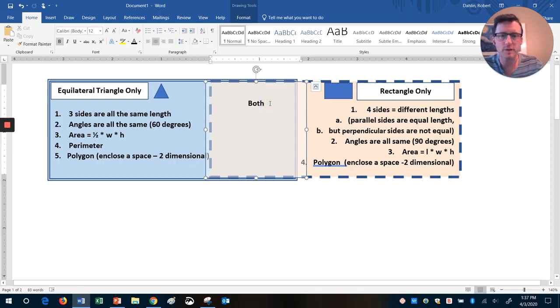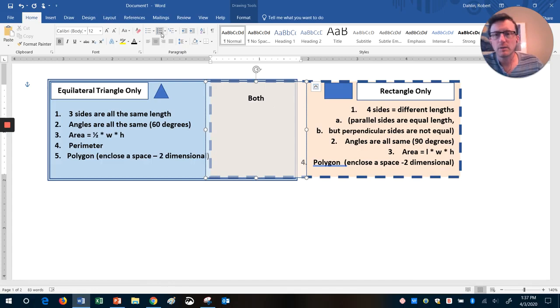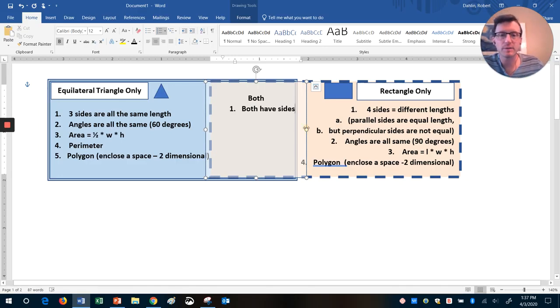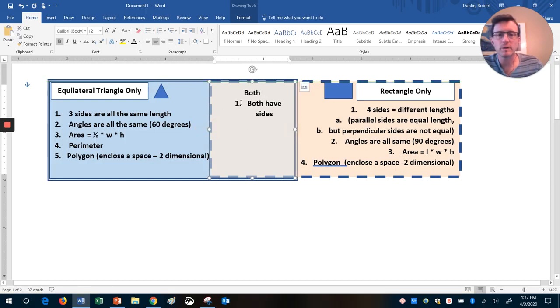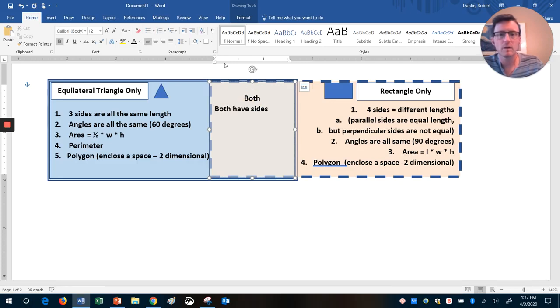Now let's look at this. Which things can we say are true for both of them? Well, I'll use it. They both have sides. And we don't know what's important, what's not important, but let's just say we know they both have sides. Okay, we know, shrink this up again, just like we do with the other ones. Okay, so they both have sides.